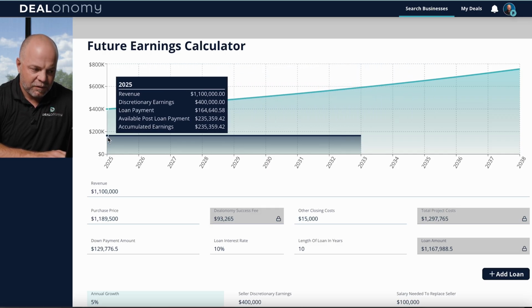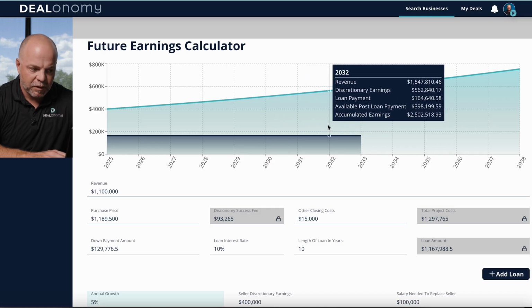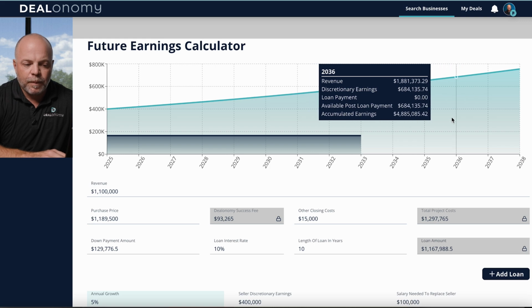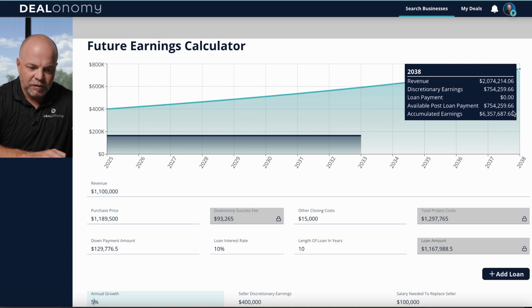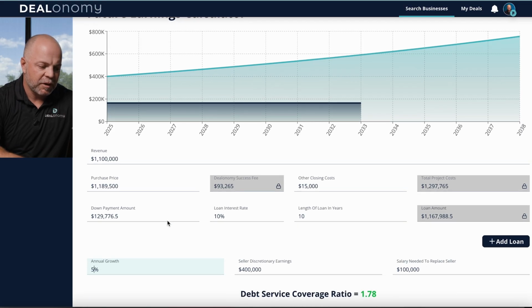So your debt is staying the same down here, and your top line, your discretionary earnings, is growing. And now your accumulated earnings, as you project out into the future, instead of it being what, 3 million like it was, you're now at 6 million. So that's the power of compounding of even just a 5% annual growth rate.